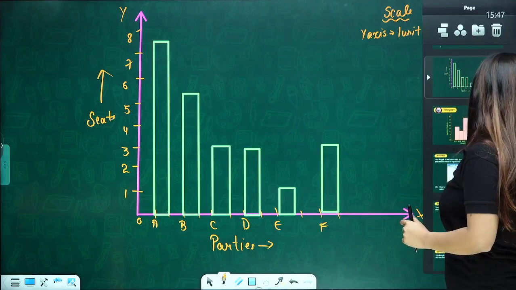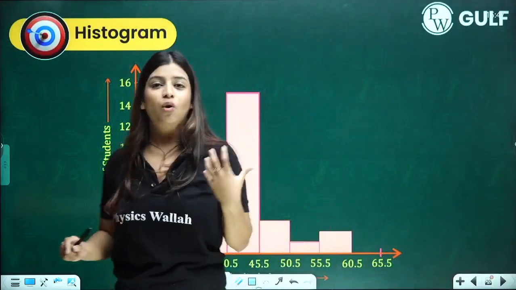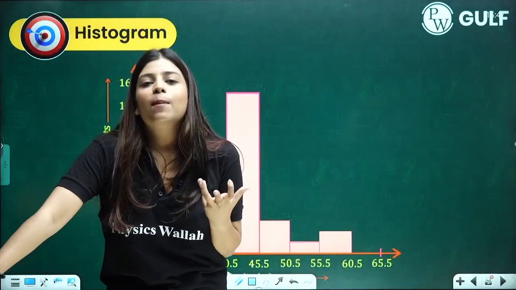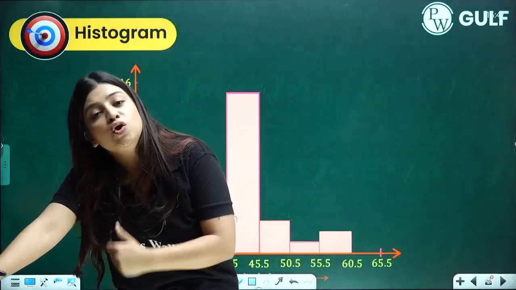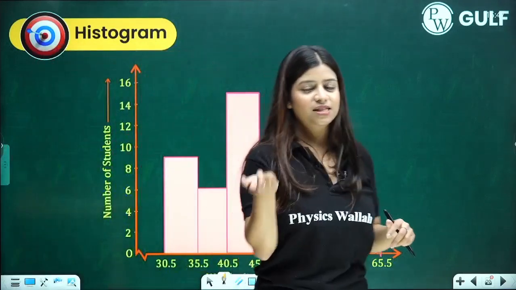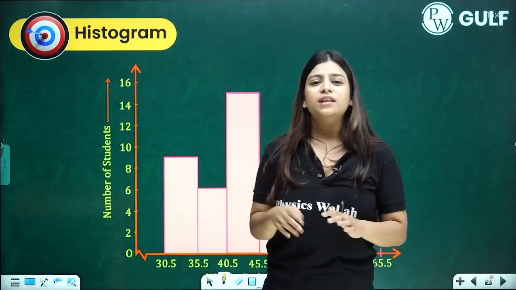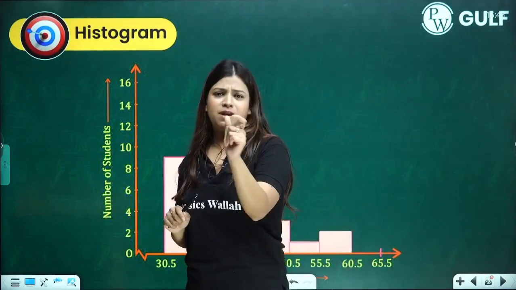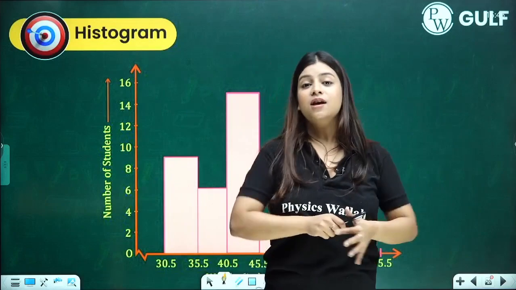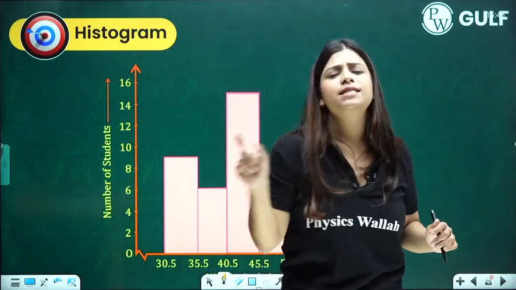The next thing that we have is the histogram. A histogram is something, students, used when the data is continuous. When we talk about a bar graph, the data is non-continuous. What does non-continuous mean? There are no class intervals like 10 to 20, 20 to 30, 30 to 40. What is there is groceries, education, medicine, different commodities. Party A, party B, party C, party D, different, separate things.